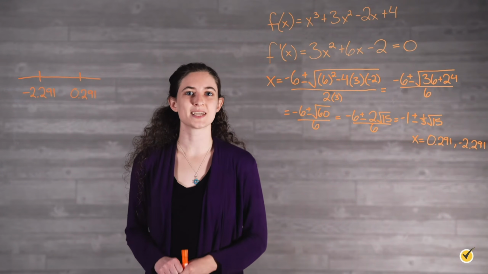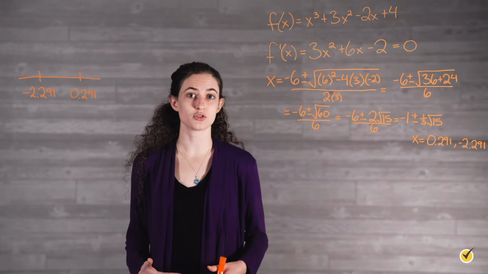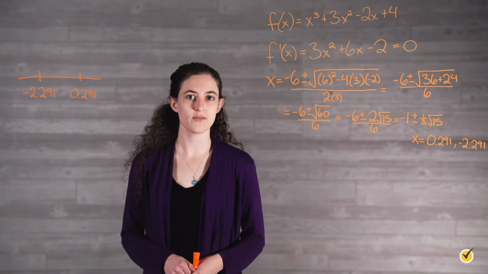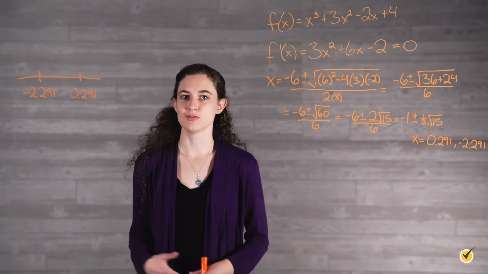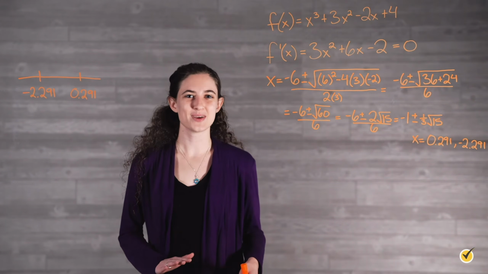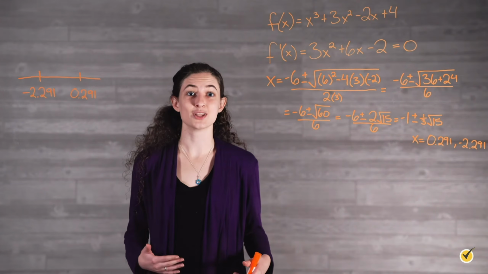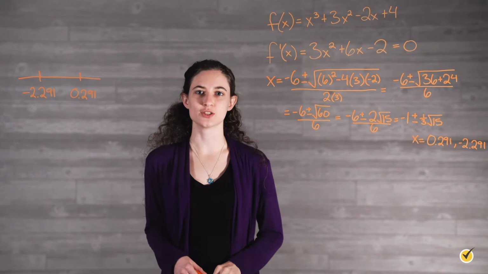Next, I'm going to choose a number that is less than negative 2.291. Since we're just testing to see if the derivative in this interval is positive or negative, this number can be any number less than negative 2.291. So negative 157 would work just as well as negative 3. But to avoid making things unnecessarily complicated, I'm going to use negative 3. We then plug this number into our f prime of x equation and solve.